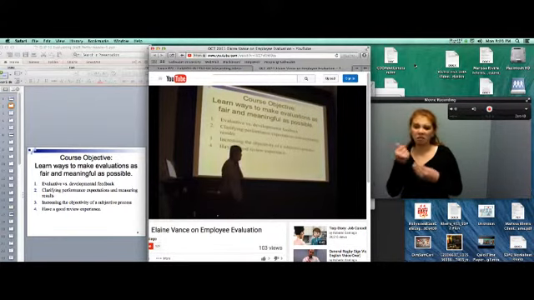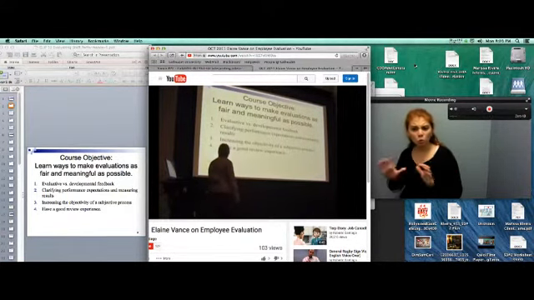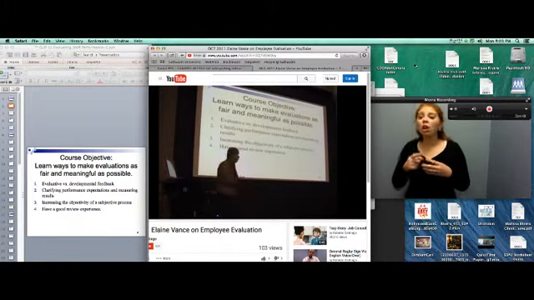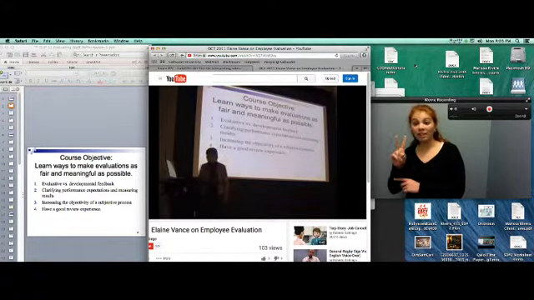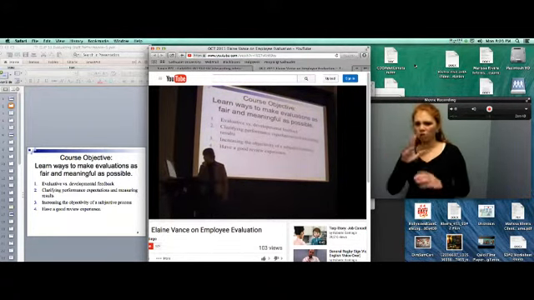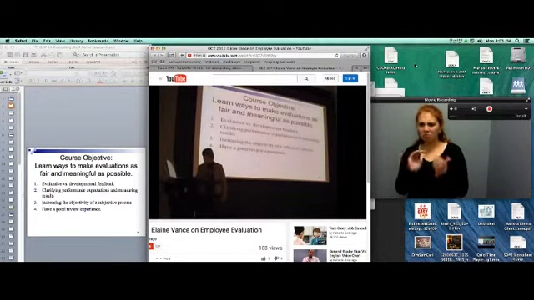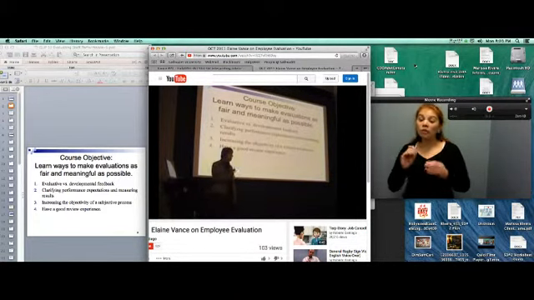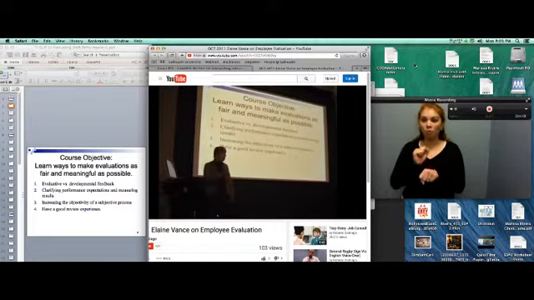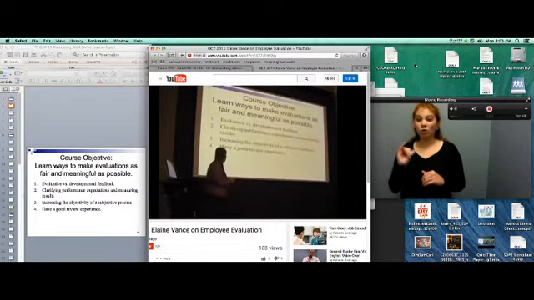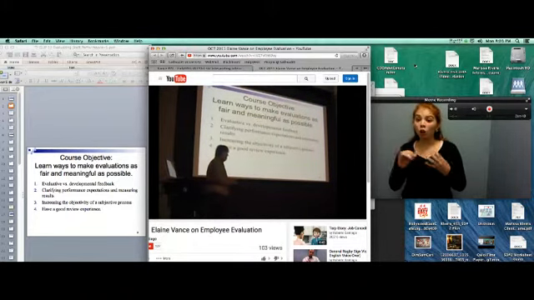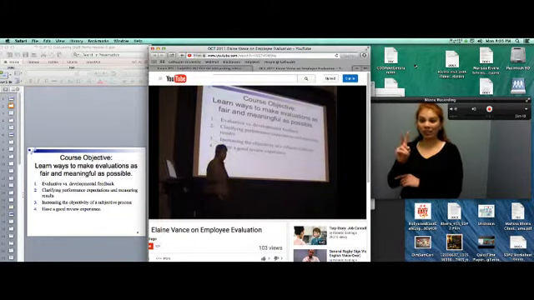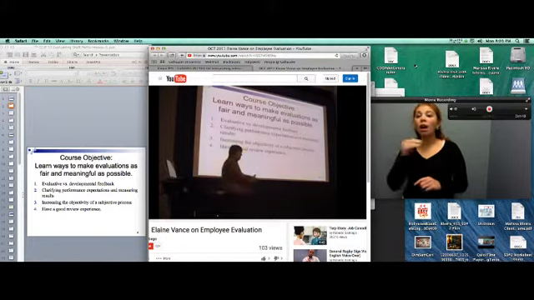And there's several ways to do this. There's different kinds of evaluations. There's evaluative versus developmental. We'll talk a little bit about that. Then also you need to clarify the performance expectations and be able to have measurable results. Also, we want to increase the objectivity. This evaluation can be very subjective, and also make it a good experience for both you and the employee.